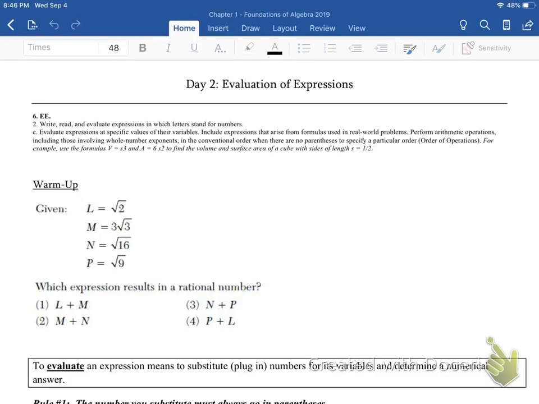Okay, so this is Chapter 1, Day 2, Evaluation of Expressions. We're going to start here with the warm-up. Which expression results in a rational number? So, you remember a rational number. Okay, to be in Club Rational, you've got to have a decimal that doesn't repeat or terminate.